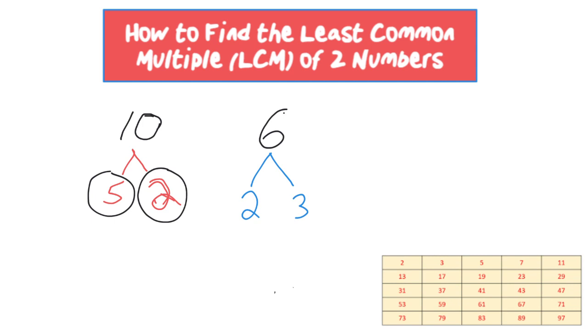Now I need to ask myself, are these numbers prime numbers? Well, if we look back at our prime numbers chart, we see that 2 is a prime number and also 3 is a prime number. I can't break those numbers down any further. And so these are prime numbers.